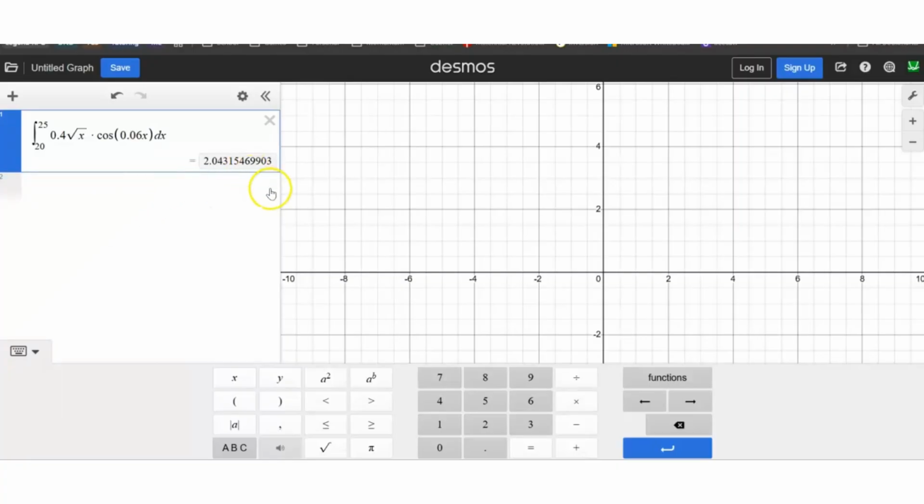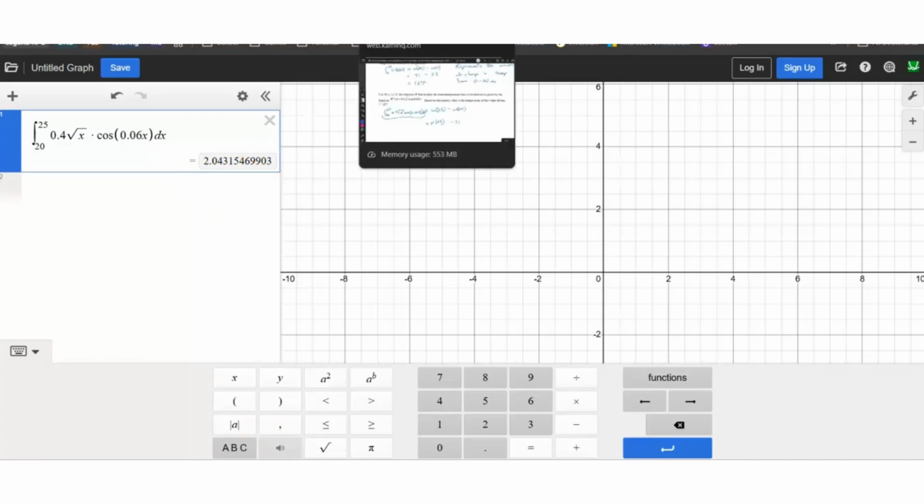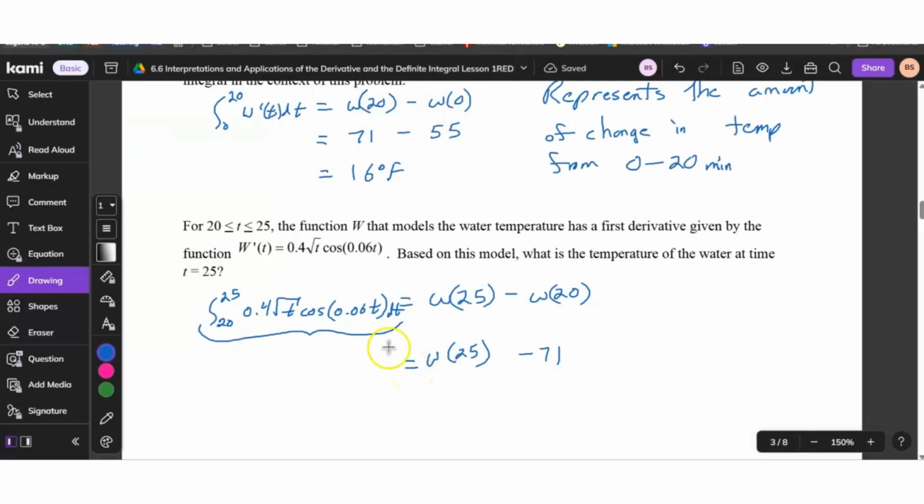So it should be 2.043. Yeah, 2.043. This was done on the calculator, this step. And then we're just going to add 71 to that. So we're going to get 73.043 degrees Fahrenheit as our temperature after 25 minutes.